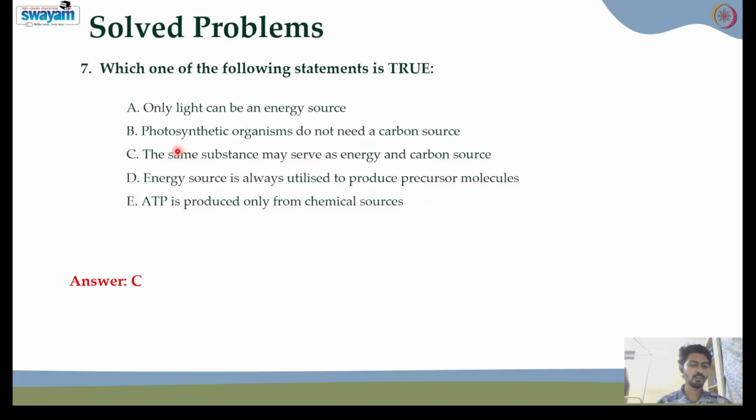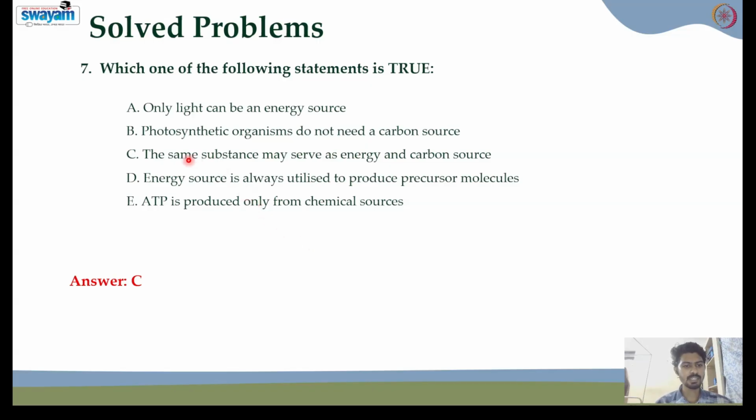The second option, photosynthetic organisms do not need a carbon source. No, it is false because they require CO2 as a carbon source in order to build new organic molecules. And option D, energy source is always utilized to produce precursor molecules. No, they don't directly produce them. ATP is produced only from the chemical source. It is wrong, right? Light is also used to generate ATP and we call them phototrophs.